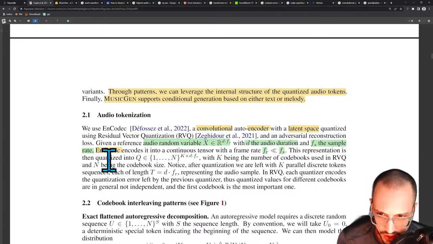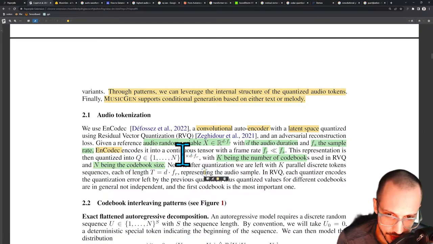This representation is then quantized into Q, 1 to N, K being the number of codebooks used in RVQ. Okay, so they have a bunch of these different codebooks. Codebooks tell you all the possible values that these tokens could have. Q is the quantized X, and N is the size of the codebook. Right, so you have K possible codebooks, and each codebook is of length N. So codebook size, think of it like the length of the dictionary.